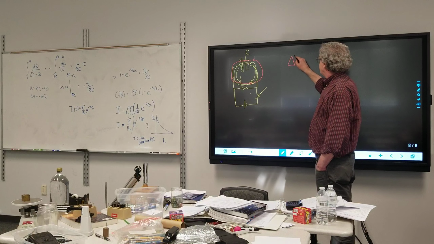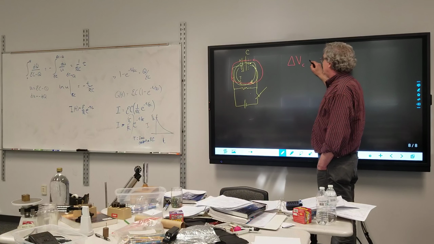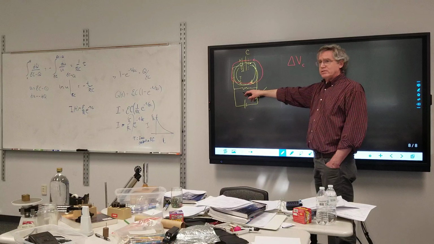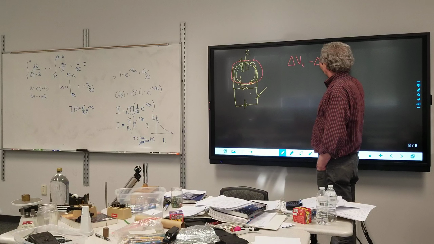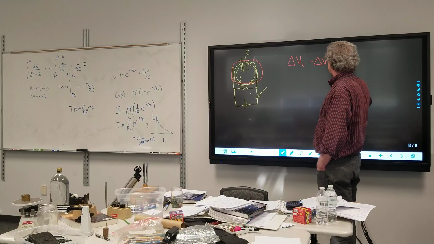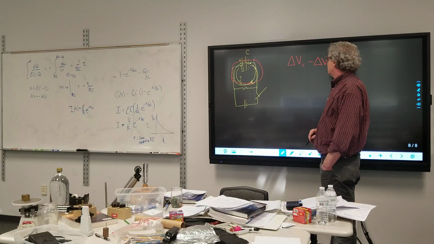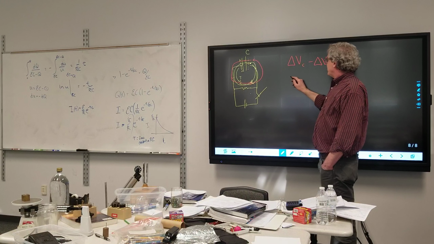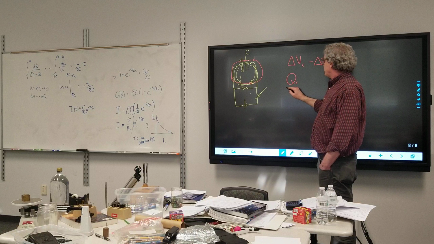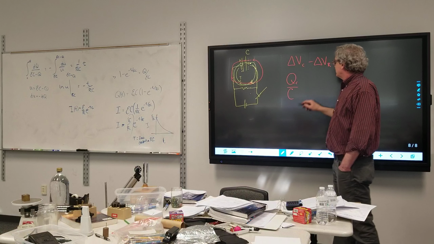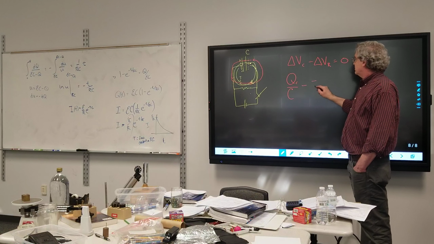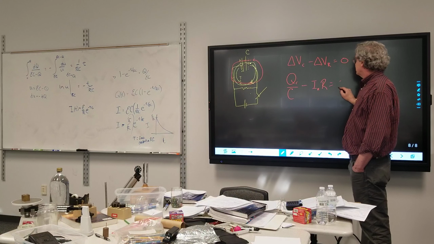So I have some potential across the capacitor, and then I'm going to have to lose it across here because I have only two components. So minus the potential difference across the resistor is equal to 0. Across the capacitor, that is the charge on the capacitor divided by the capacitance, minus the current flowing across the resistor times the resistance.